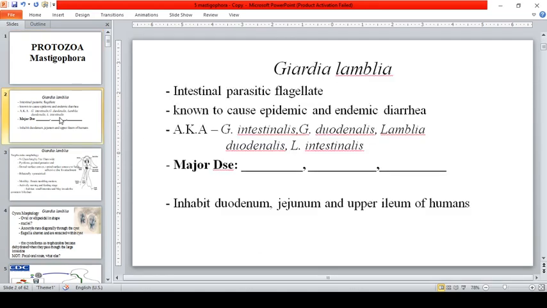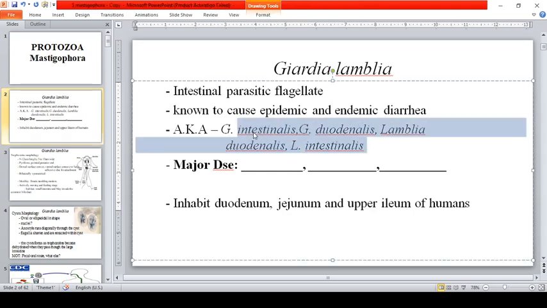So, first parasite on our list, the Giardia lamblia, or Giardia duodenalis because that was its older name. Giardia lamblia is an intestinal parasitic flagellate known to cause epidemic and endemic diarrhea. Other terms for Giardia lamblia are Giardia intestinalis, duodenalis, Lamblia duodenalis or Lamblia intestinalis. It refers to the same parasite.